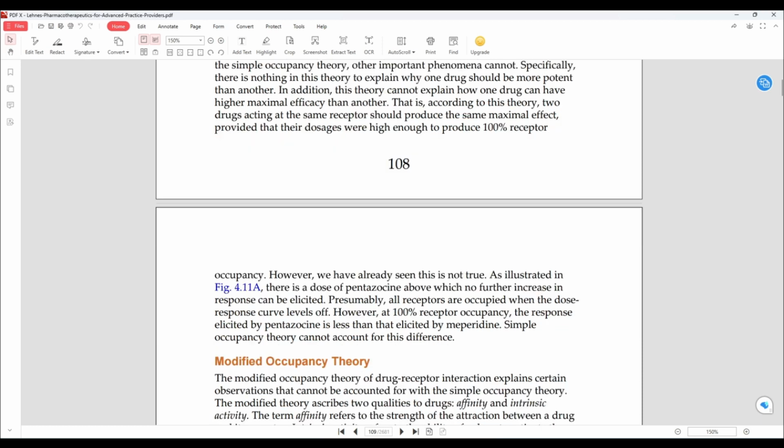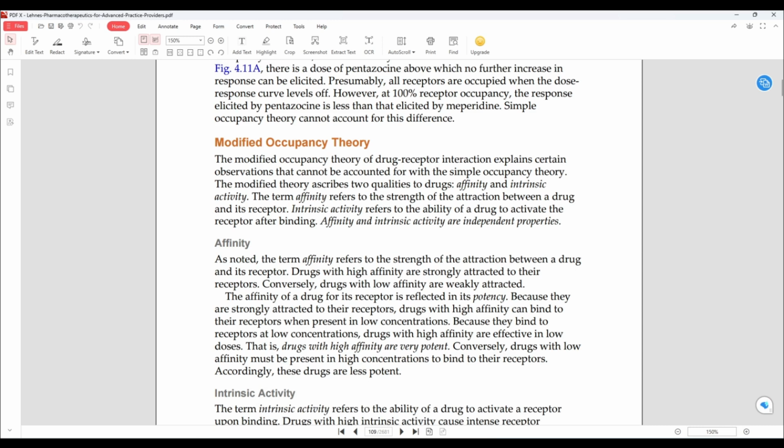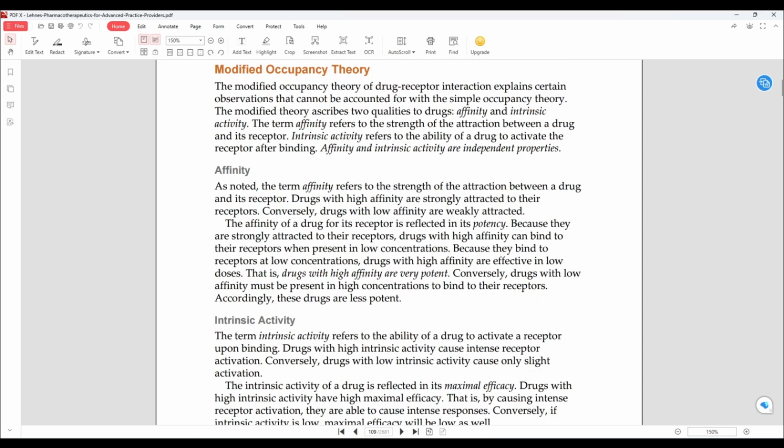As illustrated in figure 4.11a, there is a dose of pentazocine above which no further increase in response can be elicited. Presumably, all receptors are occupied when the dose-response curve levels off. However, at 100% receptor occupancy, the response elicited by pentazocine is less than that elicited by meperidine. Simple occupancy theory cannot account for this difference, which leads us to the modified occupancy theory.